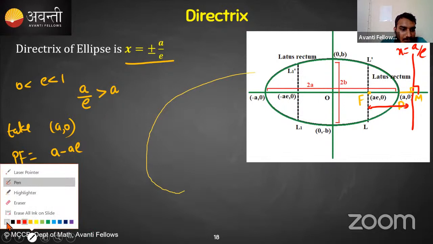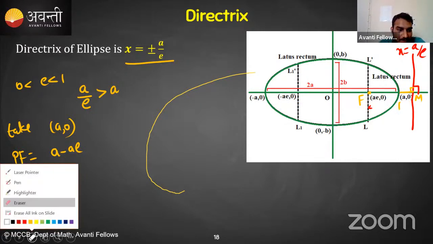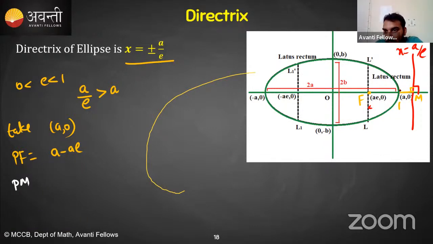Now again, tell me students, what is PM? PM is the distance between the point P and M, the distance between the point P and M. So this is the point I'm talking about.